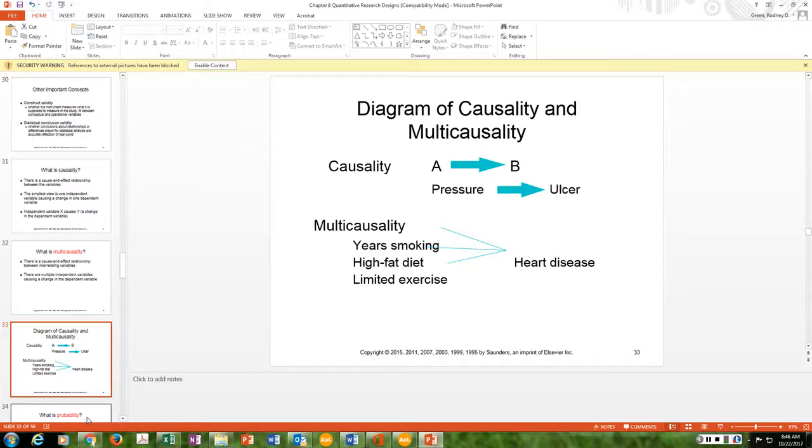This diagram shows you an example of causality where A causes B. A good example would be pressure on a bony prominence leads to decubitus ulcer. A multicausality, various interrelating independent variables lead to the dependent variable of heart disease.